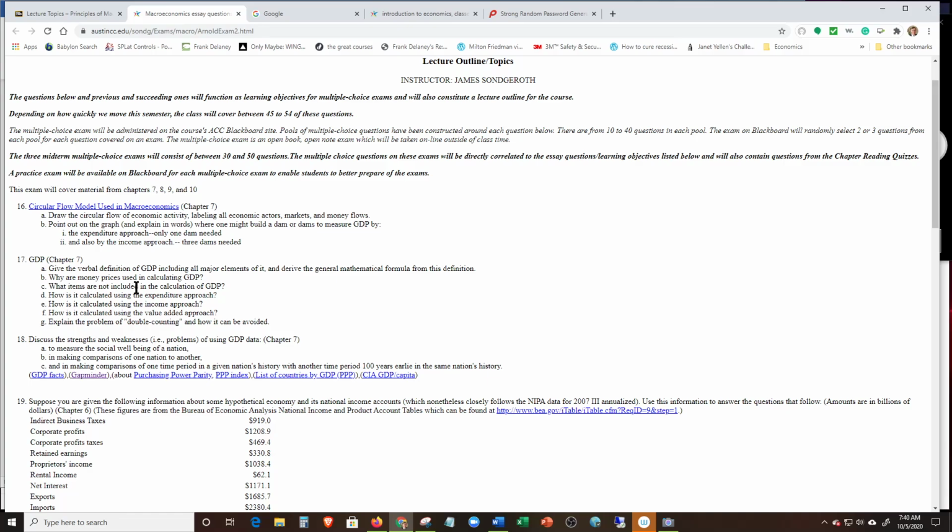C, what items are not included. D, how is it calculated using the expenditure approach? And that's going to relate back to what we had already discussed in the circular flow up here. And then E, how is it calculated using the income approach, which is also tied to the circular flow, a model used in macroeconomics. And then we'll talk about the value-added approach, and finally discuss the problem of double counting.